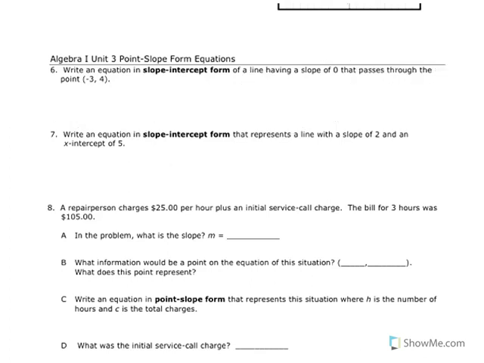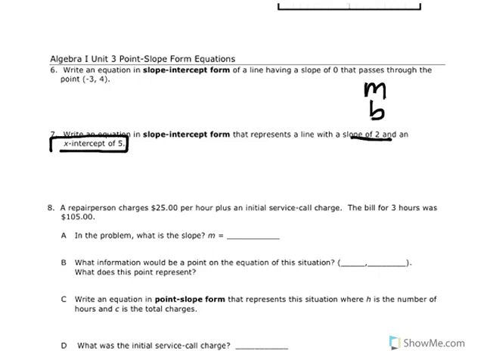Let's move on. Write an equation in slope-intercept form that represents a line with a slope of 2 and an x-intercept of 5. Okay, well, they're just trying to throw you off on this question. We have the slope, and if we want it in slope-intercept form, we need the slope and the y-intercept. But they gave us the x-intercept. So I have the slope and I have a point.